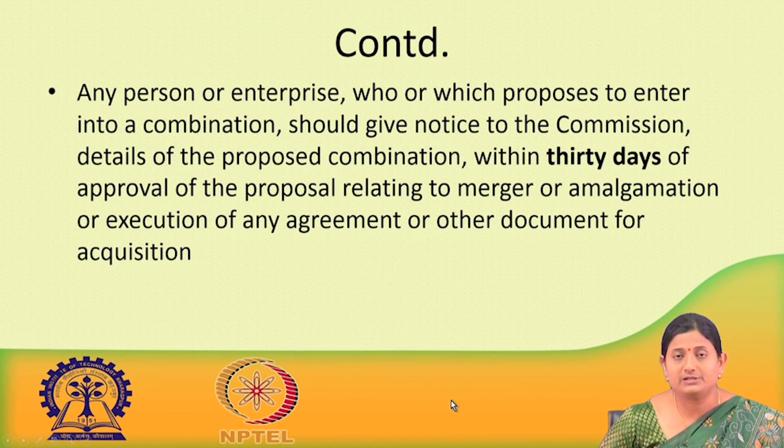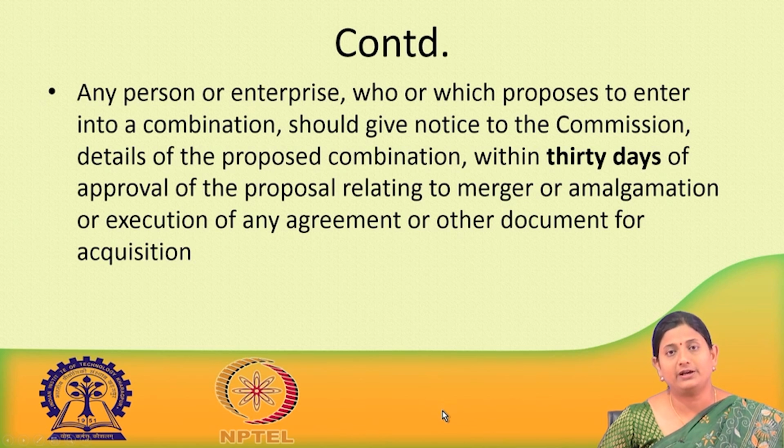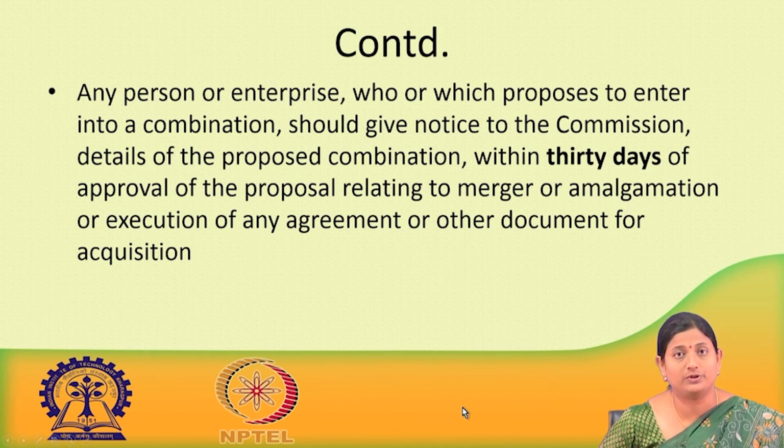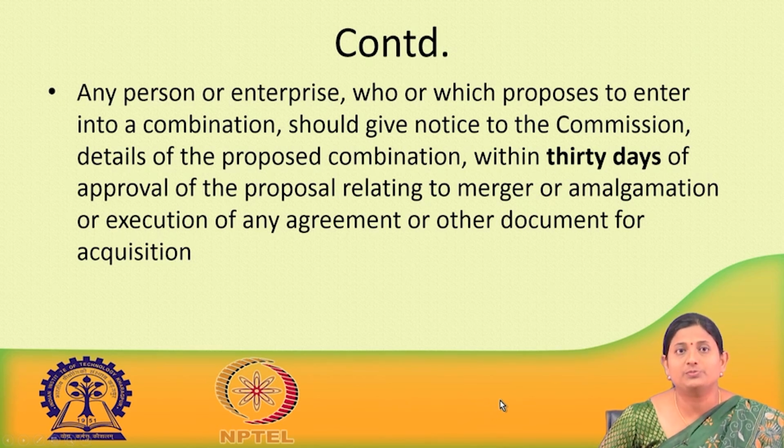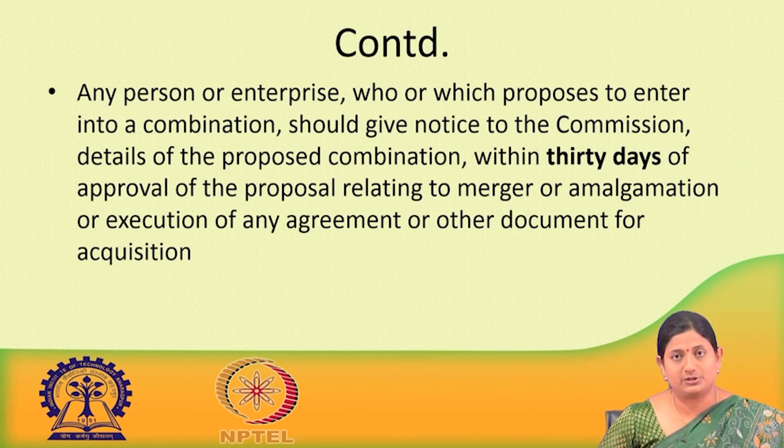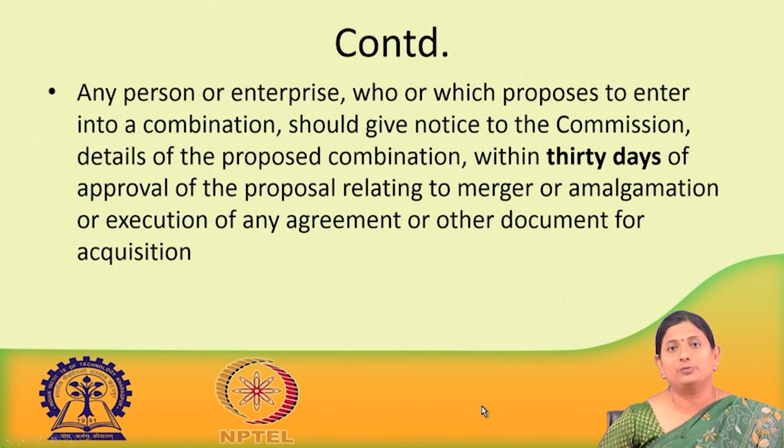So, if any two companies or enterprises decide to enter into a combination, they should give notice to the Competition Commission of India within 30 days of such decision, or their final approval between the companies, relating to the merger or amalgamation or execution of any agreement or other documents for such acquisition. So, it should be notified to the CCI within 30 days. This is the first step as specified in Section 6 of the Competition Act.